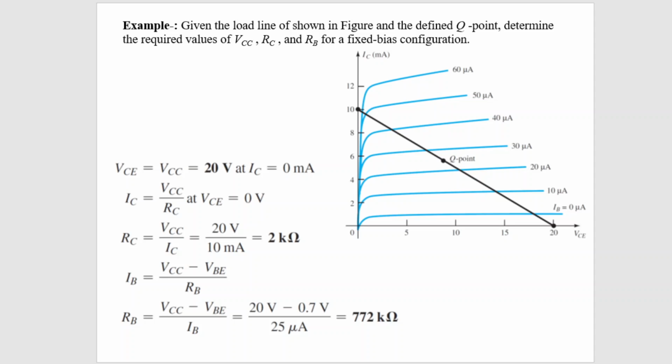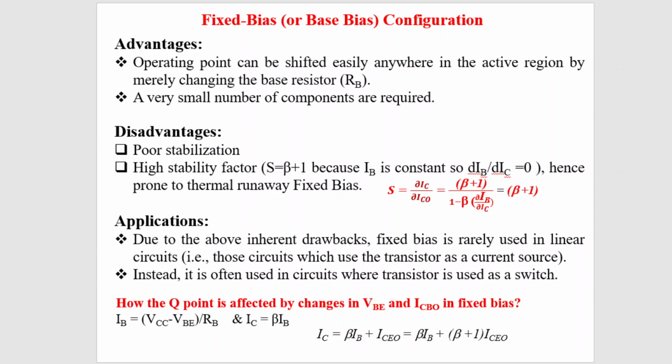Let us try to know some of the advantages, disadvantages and applications of the fixed bias configuration. In the fixed bias configuration, the operating point can shift easily anywhere in the active region by merely changing the base resistance.